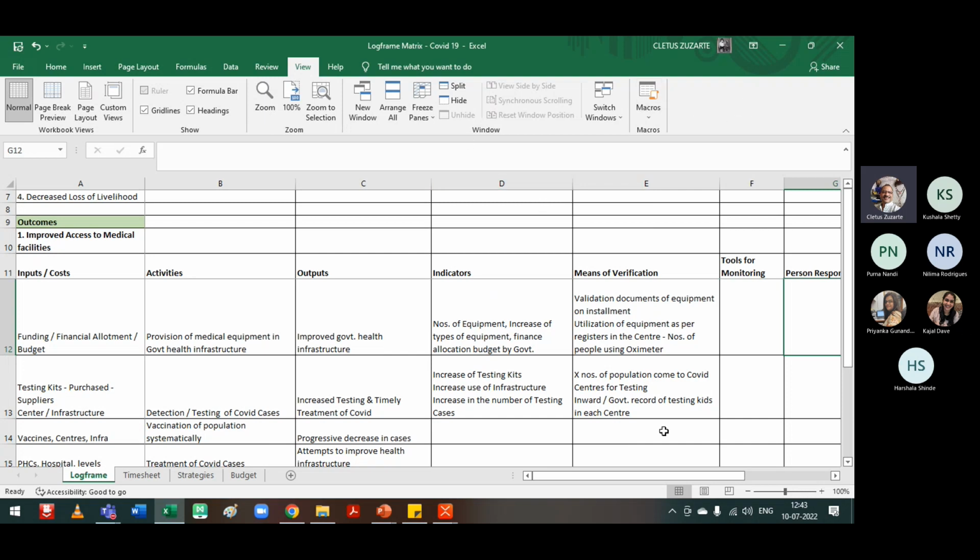Can I have your participation in this, because then it will become easier for me to continue and do it meaningfully. Like in the case of this, what will be the tools of monitoring? You will have a kind of a survey kind of a tool. Can I put a survey tool? Because this is something that you would need to collect quantitative data, right?